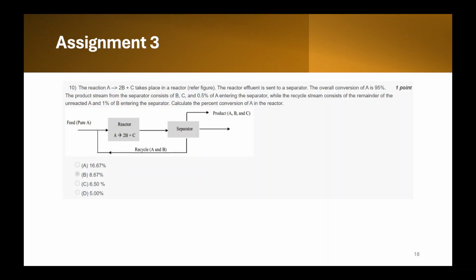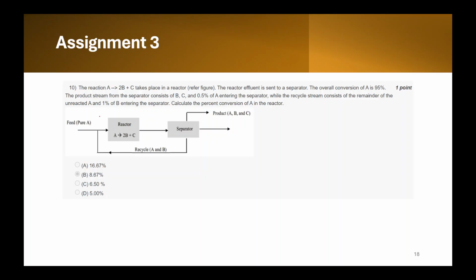Next question, it is pertaining to assignment 3. So this is reaction A giving 2B plus C takes place in a reactor, see figure. The reactor effluent is sent to a separator. The overall conversion of A is 95%. The product stream from the separator consists of B, C, and 0.5% of A entering the separator, while the recycled stream consists of the remainder of the unreacted A and 1% of B entering the separator. Calculate the percent conversion of A in the reactor.